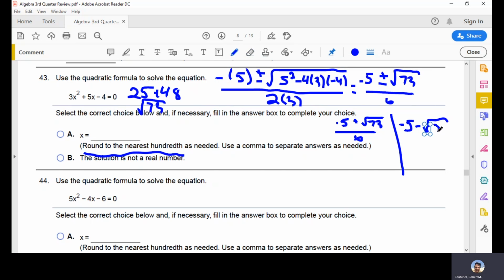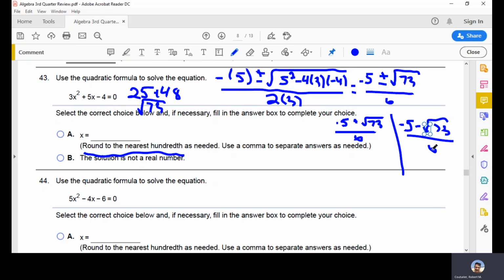Square root of 73 divided by 6. And ladies and gentlemen, this would be on the second part of your algebra EOC, because this is clearly a calculator problem. They are not expecting you to calculate the square root of 73 in your head.